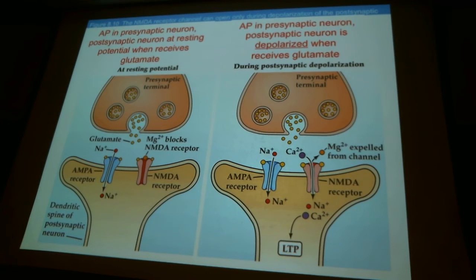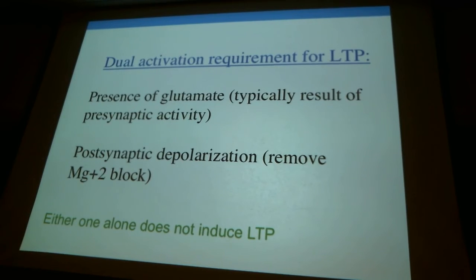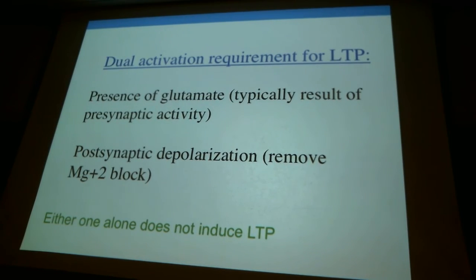So you get calcium flowing in. And it's this calcium signal that's ultimately responsible for the LTP. So this is known as the dual activation requirement for LTP. You need two things. You need the presence of glutamate that binds to those receptors, and you need postsynaptic depolarization to remove the magnesium block. If you have one and not the other, you're not going to get LTP.